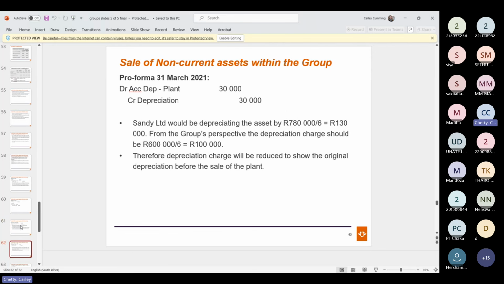Then every year, Sandy would be depreciating the asset at 130,000 in her separate financial statements. However, from the group's perspective, the depreciation charge should be 600,000 divided by 6 years, which is 100,000. So from the group perspective, because they pretend this sale never took place, they are depreciating a different cost. So they get 100,000 from the group's perspective, whereas Sandy in her separate financial statements has depreciation of 130,000. Therefore, we need to reduce the depreciation charge to show the original depreciation before the sale of the plant.